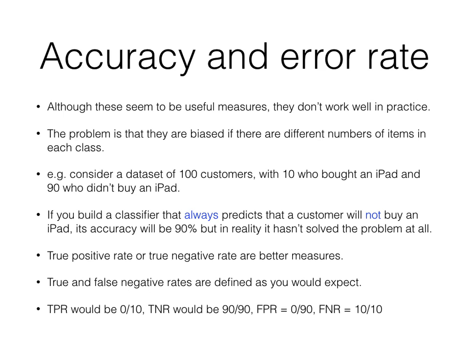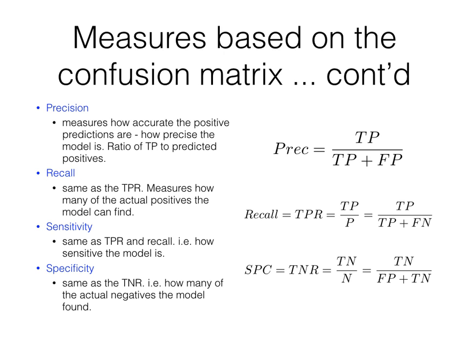So rather than using accuracy and error rate, people tend to use other kinds of measures. So the other common ones that you'll see are precision and recall, and sensitivity and specificity. So precision is measuring how accurate the positive predictions are. So it's the ratio of true positives to all the predicted positives. Recall is the same as a true positive rate, and that's the number of true positives. It measures how many of the actual positives the model can find. So how many of the positives are true positives. So if it's 1, then that means the recall is perfect.